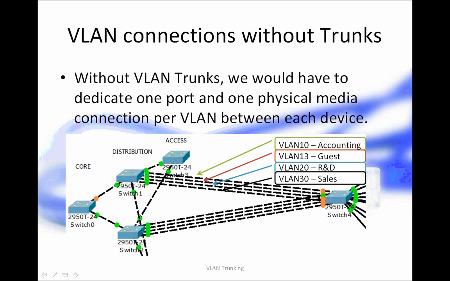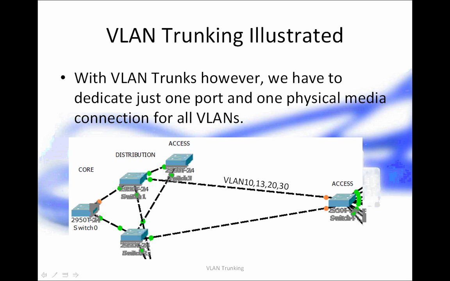Now here is VLAN trunking illustrated. With VLAN trunks, we have to dedicate just one port on each switch and one physical media connection for all VLANs. As you can see in the illustration, one connection now carries traffic for VLAN 10, 13, 20, and 30. In this scenario, one physical connection carries the traffic of VLAN 10, 13, 20, and 30. This saves us 3 cables and 6 switch ports, allowing 6 more devices on both sides to be connected to the switch.